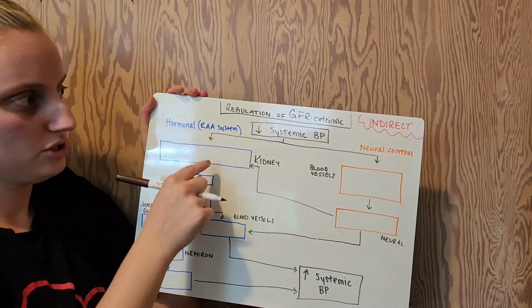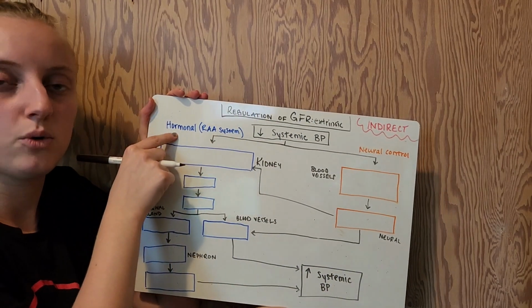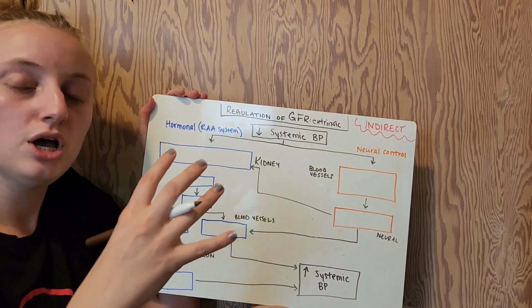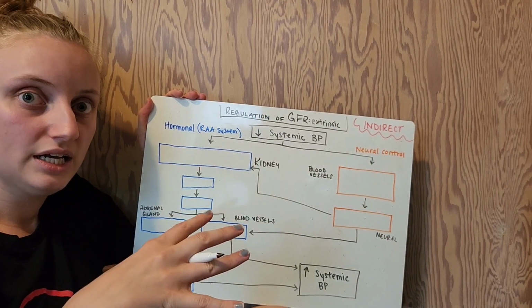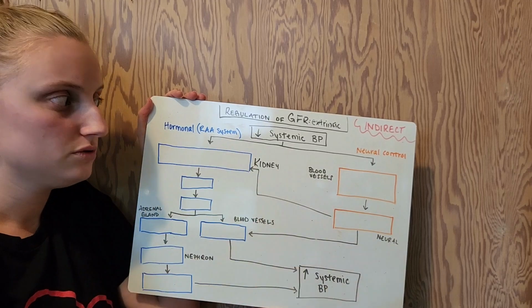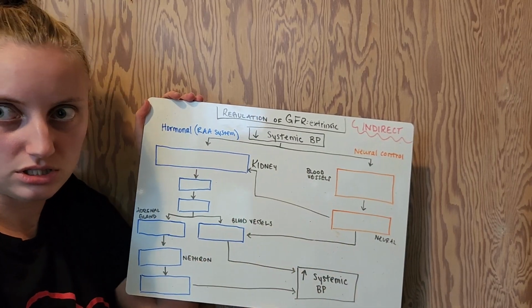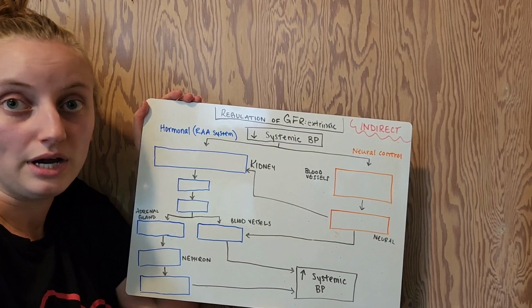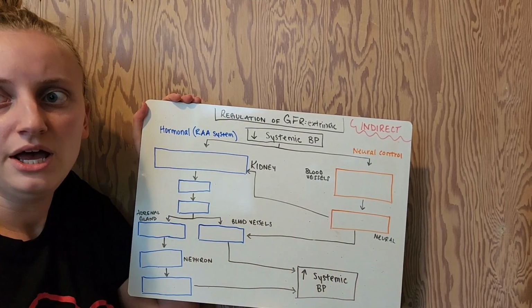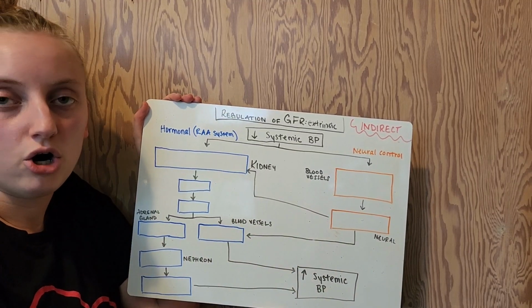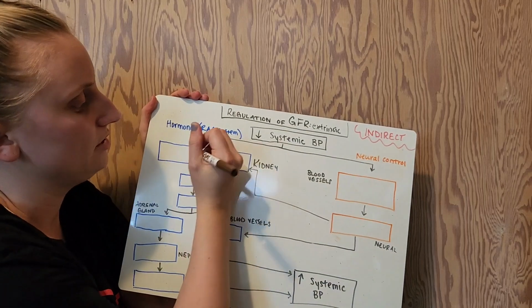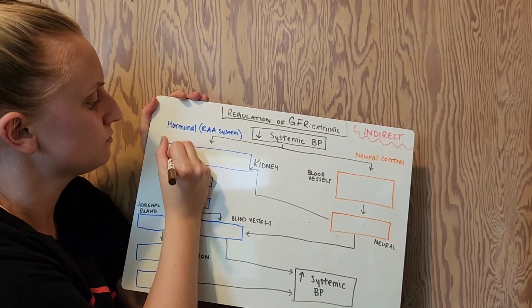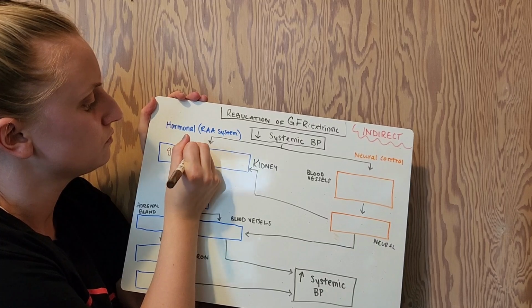Our first extrinsic thing that can happen is a hormonal regulation, our RAA system, or renin, angiotensin, aldosterone system. So the first thing that happens here, we have our granular cells, remember those, are involved. Granular cells involved.